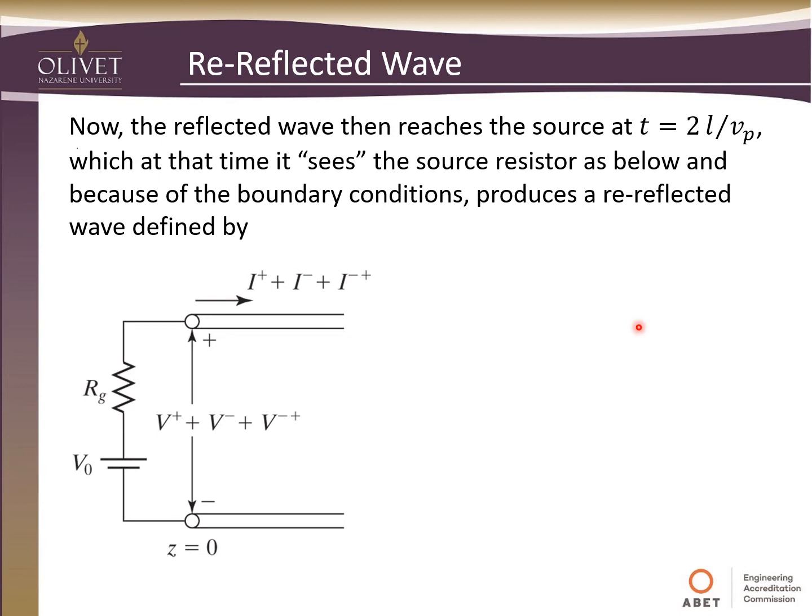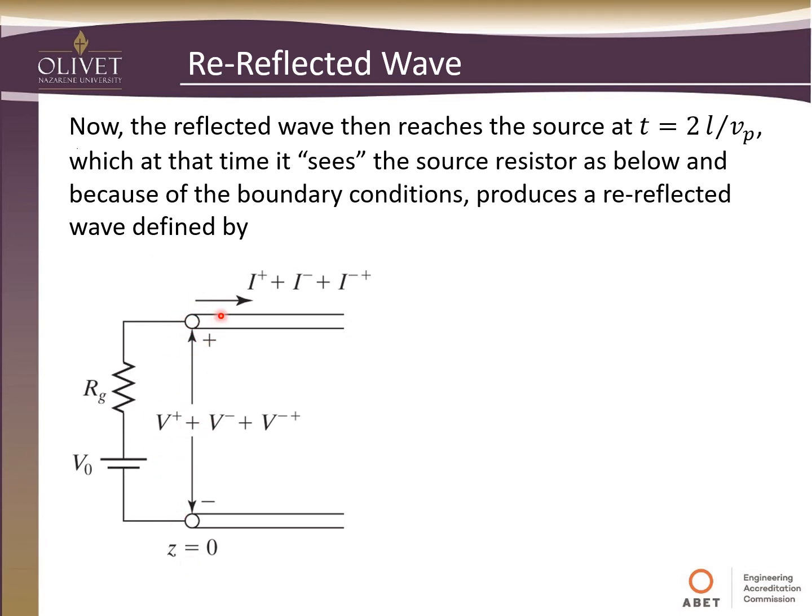Now the reflected wave travels back the other direction, and that's going to take the same time again. One trip all the way in the forward direction is L, our length, over our phase velocity. So at 2 times that time, our reflected wave has come back and arrived at our original point where we connected our source. Now this reflected wave sees the source resistor, and because of this, guess what? We have another boundary condition here.